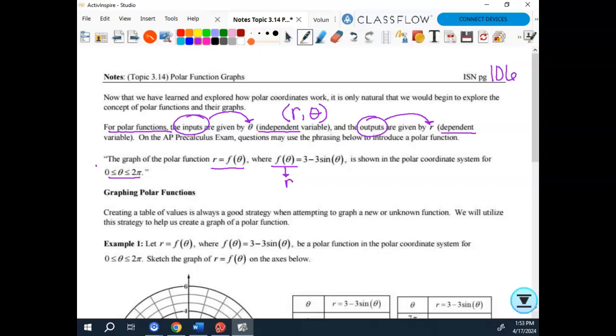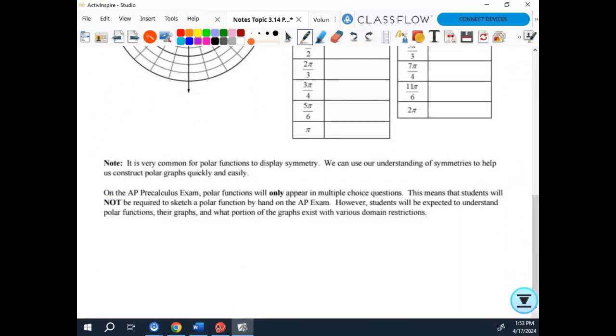But before we do that, let's jump to the bottom, because I want to read this first. On the AP Pre-Calculus exam, polar functions will only appear in the multiple choice questions. This means that students will not be required to sketch polar functions by hand. However, students will be expected to understand polar functions, their graphs, and what portion of the graphs exist. Now, you're also not going to be required to graph sine and cosine functions, right? But if you can't graph those on your own for yourself today, then it's going to make some of this other stuff confusing. So even though you're not required to, you still have to have an understanding of them. So that's why we're going to start off by graphing one together.